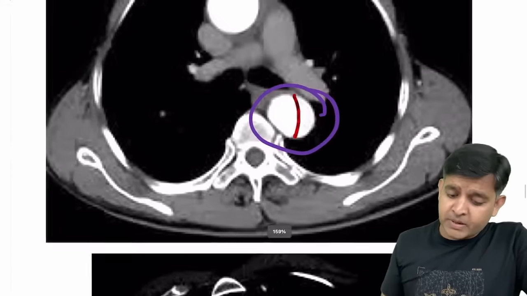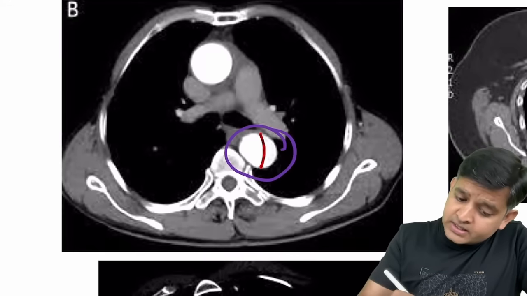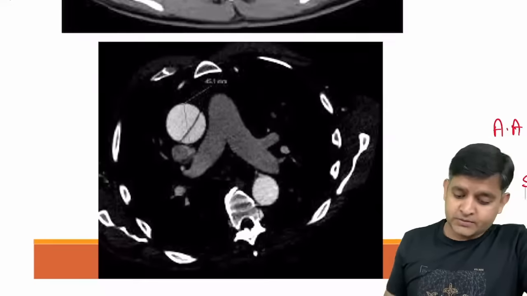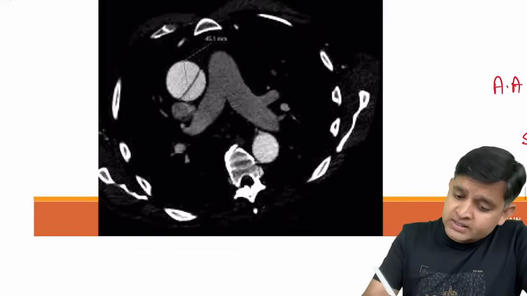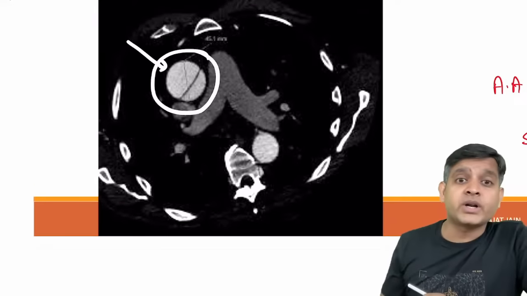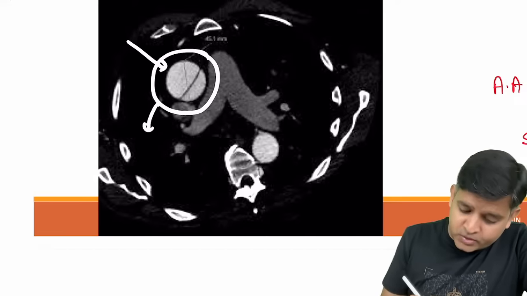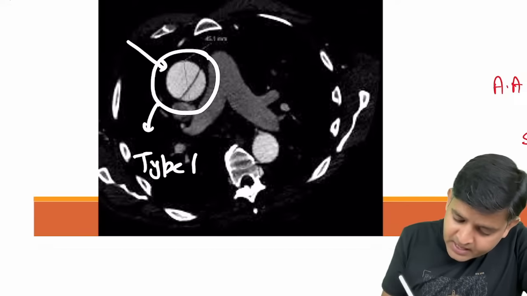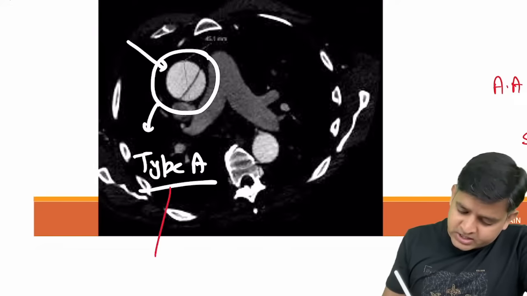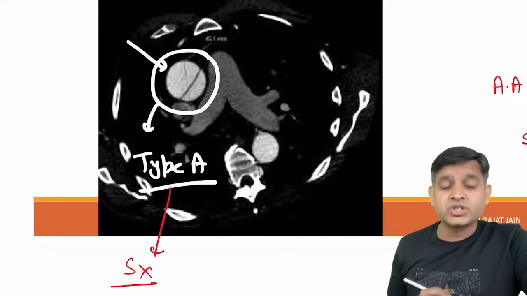So, what is the treatment? What is this? This is type B aortic dissection. Whereas, in this case, the dissection is involving the ascending aorta. Since it is involving the ascending aorta, it's a type A aortic dissection, and since it's type A, the treatment is surgery.